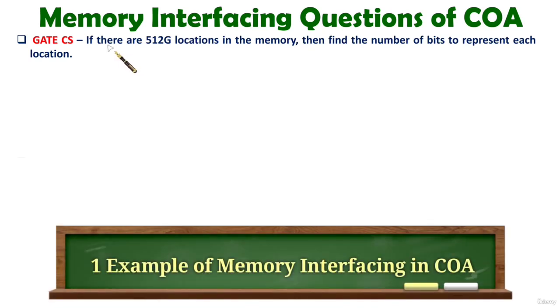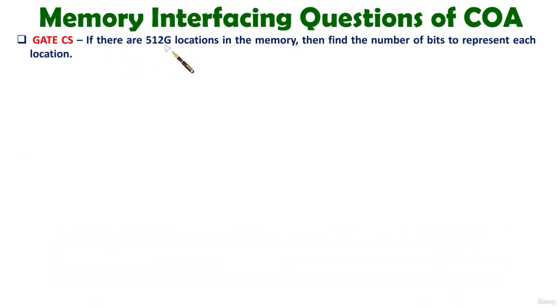In the first question, if there are 512G number of locations in memory, then find the number of bits required to represent each location. So how many locations are given? 512G. What does 512G mean? 512 is 2 to the power 9 and G means 2 to the power 30. Whenever locations are given in terms of K, you write 2 to the power 10. When it is in terms of M, mega, you write 2 to the power 20. For G, it will be 2 to the power 30. And for T, tera, locations are 2 to the power 40.